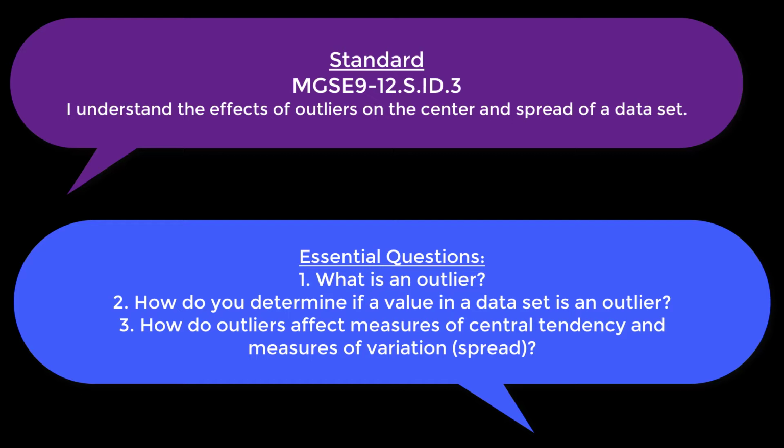The essential questions are: number 1, what is an outlier? Number 2, how do you determine if a value in a data set is an outlier? And number 3, how do outliers affect measures of central tendency and measures of variation or spread? We've talked about outliers in the previous 2 videos, but we never really explained why they were so important.